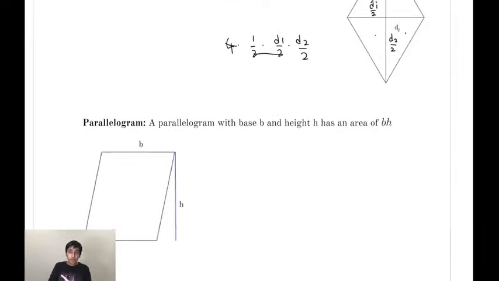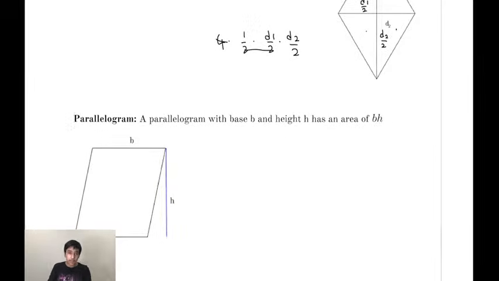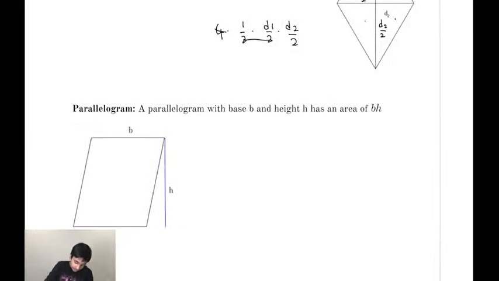In the parallelogram, the area is just going to be equal to the base times the height. The base is b, the height is h, and remember, the height always makes a 90-degree angle. So if I give you a parallelogram like this, find the area of this parallelogram if this is 5 and this is 7, for example.